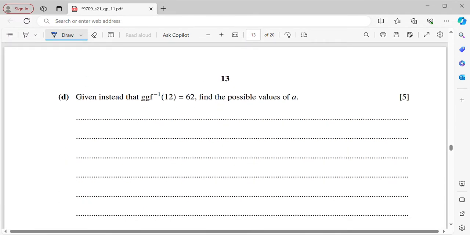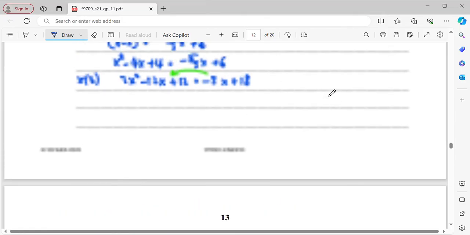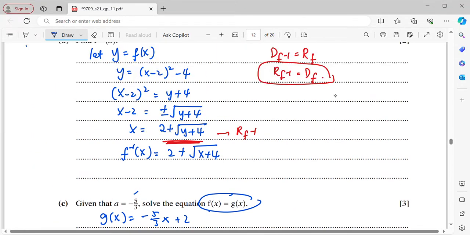Okay, now D, given instead g g f inverse 12 is 62. Find the possible values of a. So, g g f inverse 12 equals 62. I find what is my f inverse 12 first, because this is a composite function. So for f inverse 12, you refer to part B. f inverse is 2 plus square root of x plus 4.